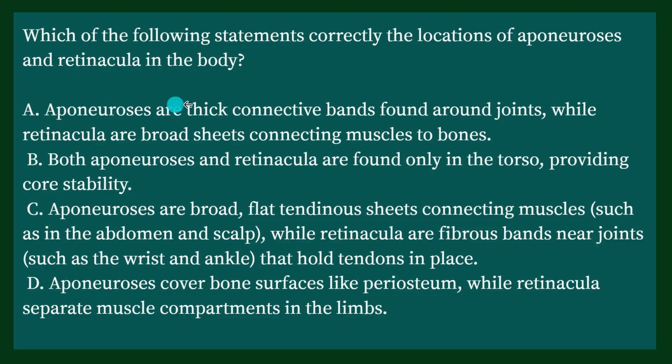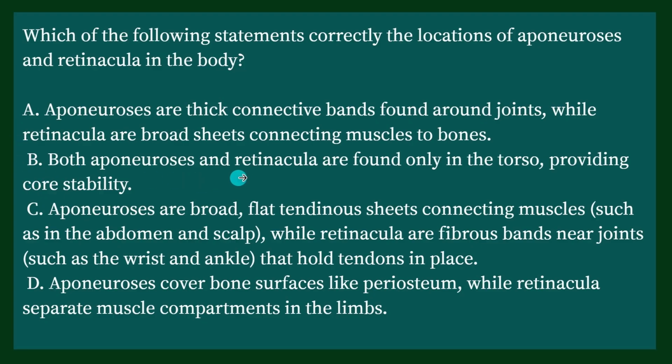A. Aponeuroses are thick connective bands found at the joints, while retinacula are broad sheets connecting muscles to bones. Now remember, aponeuroses are broad sheets, and retinacula are thick connective bands around the joints. So that one is wrong.